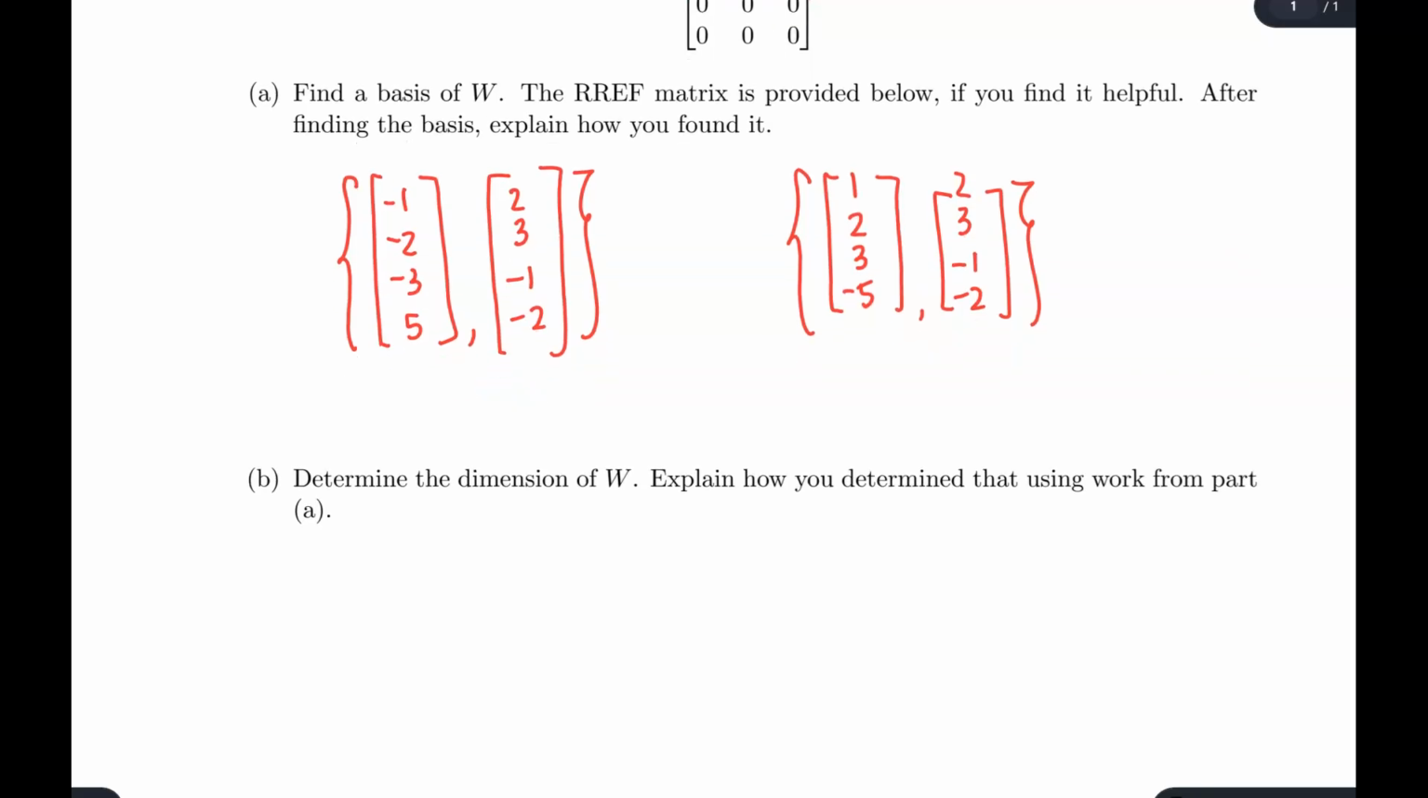The second part just asks to determine the dimension. Dimension is 2. It's the number of vectors in our basis, or the number of pivots in that reduced echelon form of the resulting matrix that we made using those column vectors. But I think the cleaner of the two is it's the number of vectors in our basis. There you go. That's all of EV6.